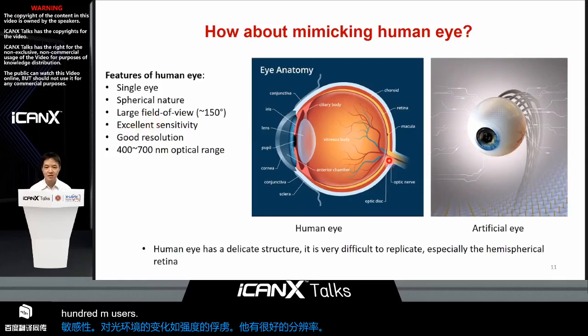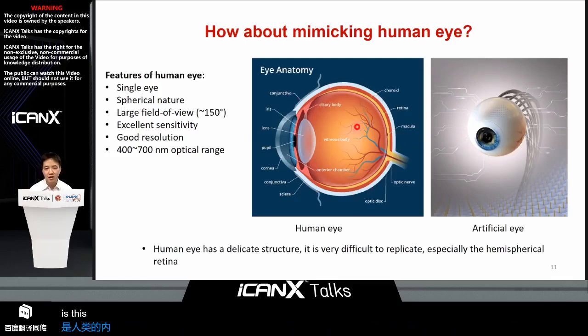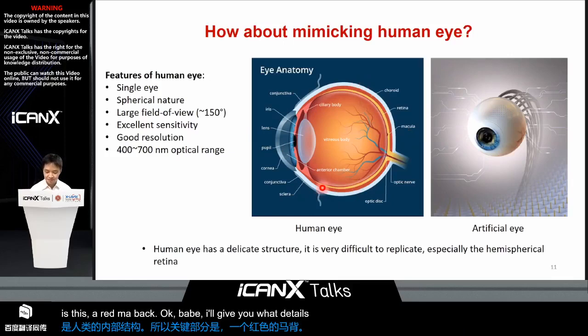Okay, so this picture in the middle shows the internal structure of our human eye. The key component is this retina on the back. Okay, so this retina is very delicate. I'll give you a more detailed structure later.